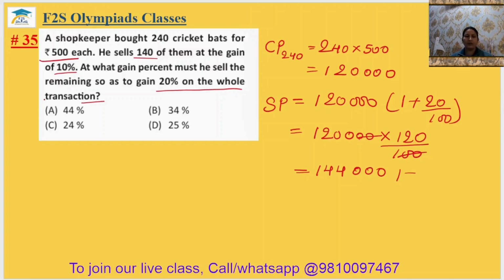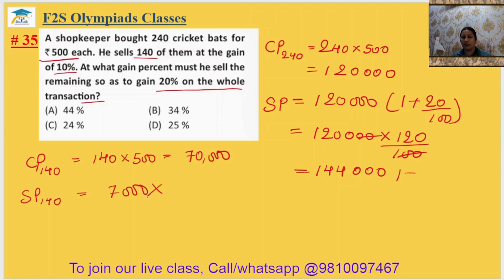But the shopkeeper sold 140 bats at 10% profit. So the cost price of 140 bats will be 140 multiplied by 500. This is equal to 70,000. So SP of 140 bats will be 70,000, that is CP multiplied by 1 plus profit percentage, that is 110 upon 100. Cancel out, cancel out. It means it is 77,000. 77,000 rupees the shopkeeper already earned.